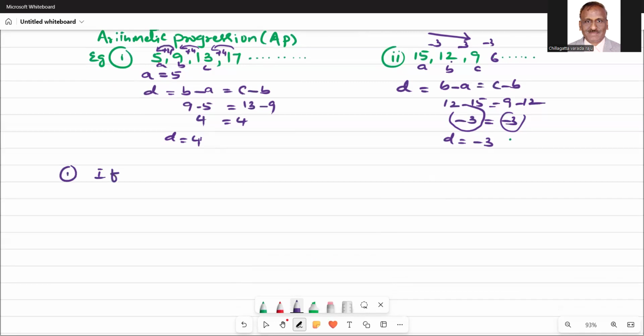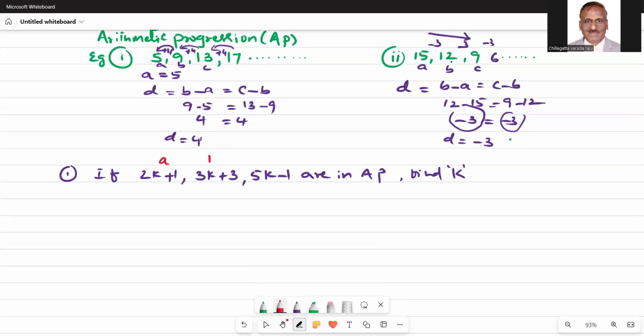If 2k plus 1, 3k plus 3, and 5k minus 1 are in AP. Already they are saying that these terms are in AP. Find K. What is the value of K for which the given terms are in arithmetic progression?